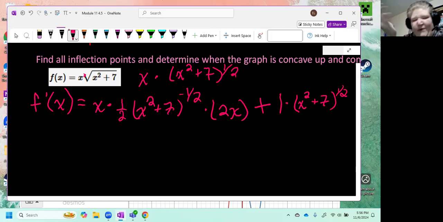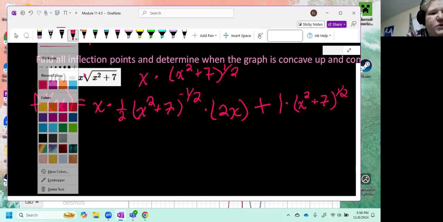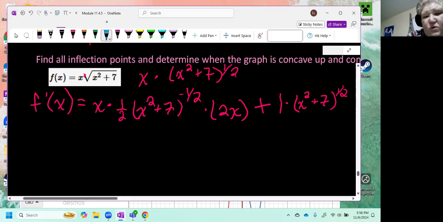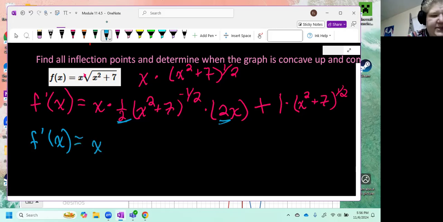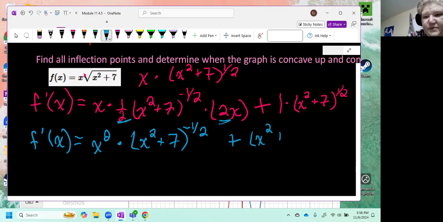So maybe we could factor it, but I don't know. What I can say for sure is I've got the x, the 1/2, and the times the 2x. I need to clean this up before I do another derivative. So the 1/2 times 2 actually cancels out. So I've got an x times an x, so x squared times (x squared plus 7) to the negative 1/2, plus (x squared plus 7) to the positive 1/2.